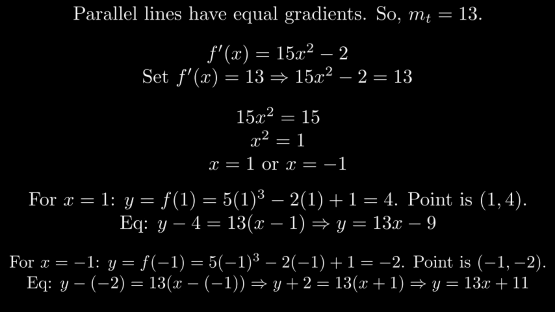So we have found the 2 tangent lines to the curve that are parallel to the given line. We've successfully learned how to work backwards from a known gradient to find the points of tangency.